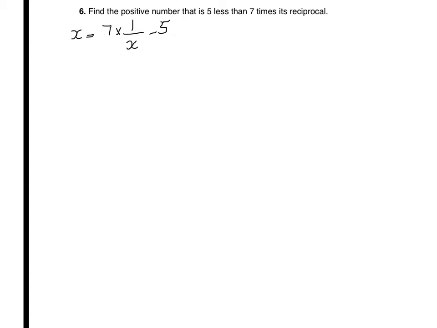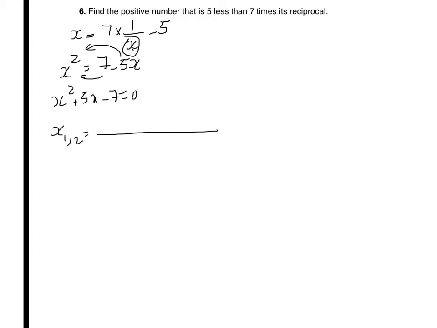Now, to solve this one, we never talked about rational functions. So I have to get rid of x here. To get rid of x, I just multiply everything by x. So x times x gives me x squared. 1 over x times x gives me 1, so it's 7. And negative 5 times x gives me negative 5x. Then I move everything to the left. I get x squared plus 5x minus 7 is equal to 0. Now, if you use the quadratic formula, I'm going to write that x1 and x2 is equal to negative 5 plus or minus the square root of b squared, 5 squared, minus 4ac.